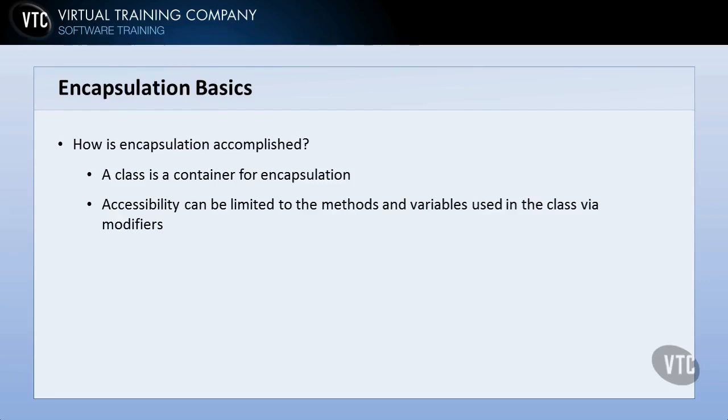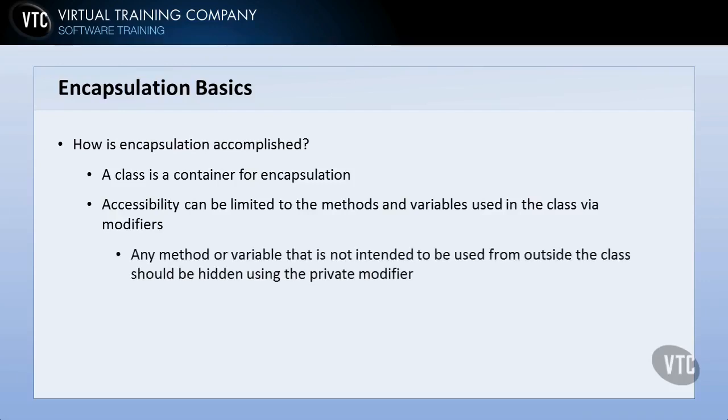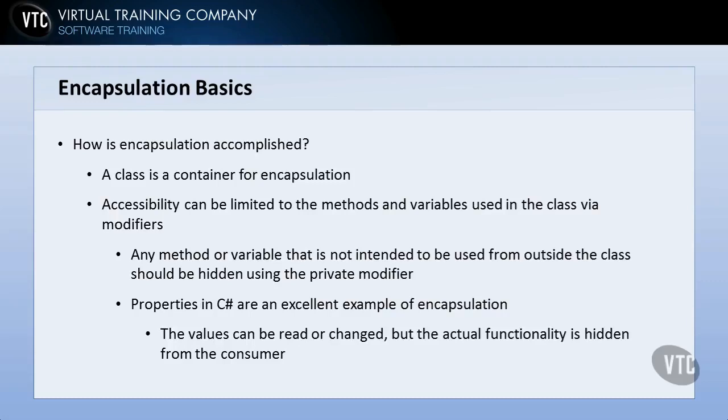Now, any method or variable that is not intended to be used from outside the class should be hidden using that private modifier. Now, keep in mind, private is the default in C#. If you don't mention a modifier, private is what you're going to end up with. Now, properties in C# are an excellent example of encapsulation, right? The values can be read or changed from outside the object, but the actual functionality is hidden from the consumer of that object in those get and set accessors, and we'll talk about those a little bit later on as well.